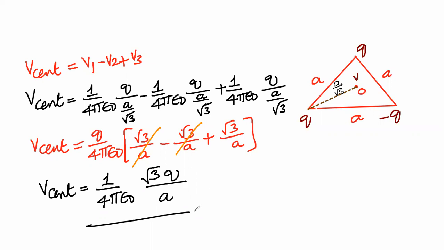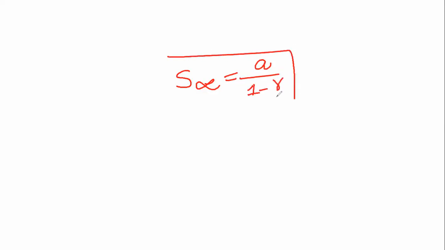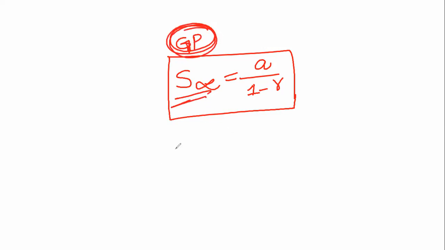For example, charges are placed at a distance 1 meter, 2 meters, 4 meters, 8 meters, like that. The resultant electric potential at the origin of the coordinate system they'll ask. So for an infinite series, S infinite is equal to A divided by 1 minus R. This is the formula for the calculation of the infinite series, called a geometric progression, GP.